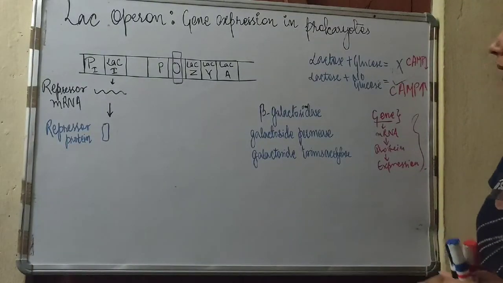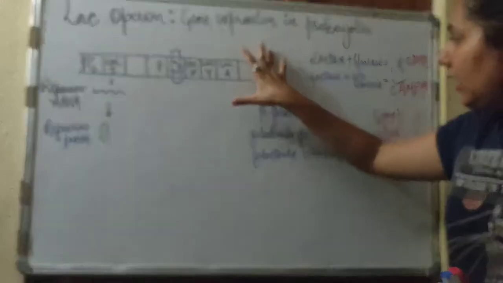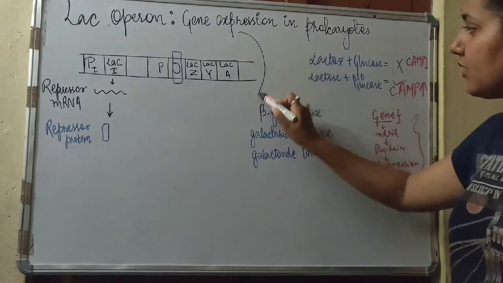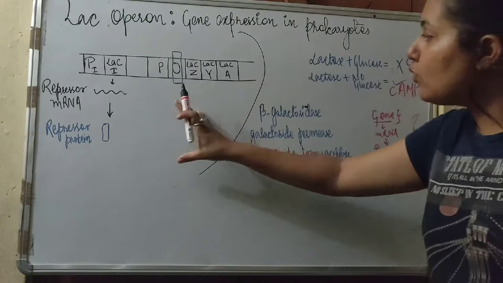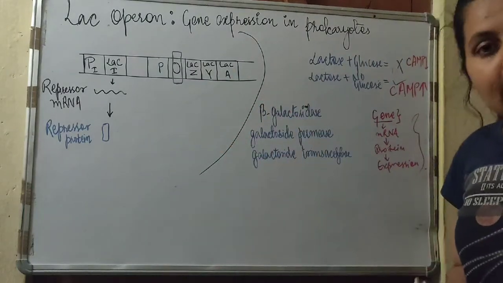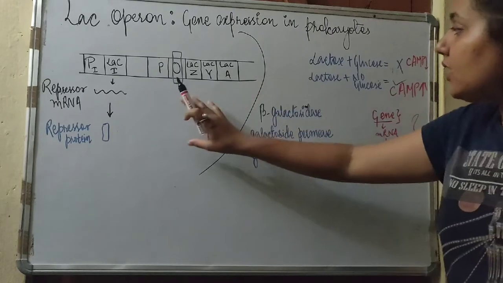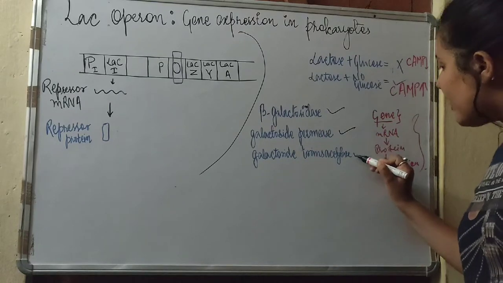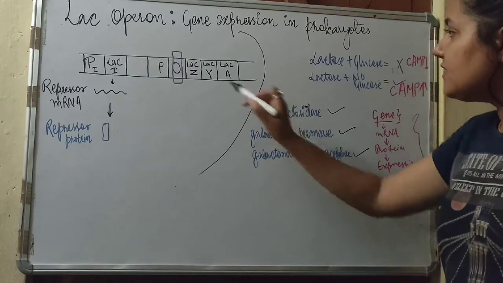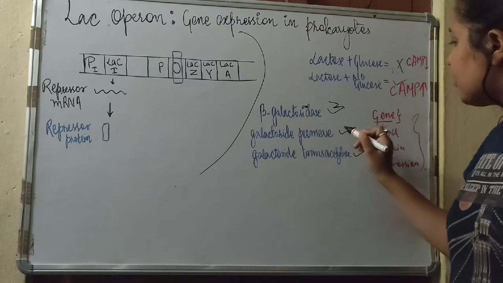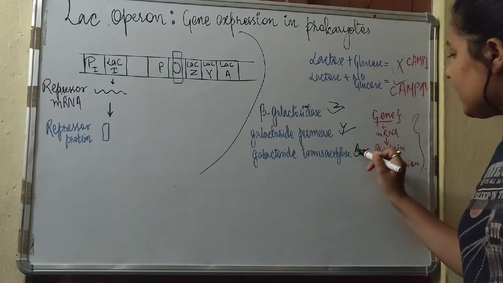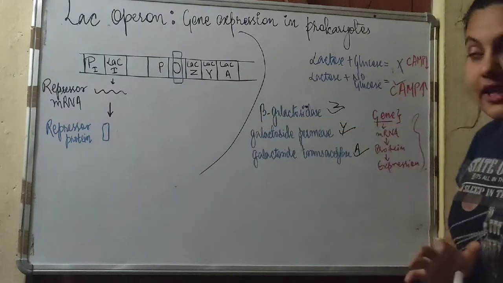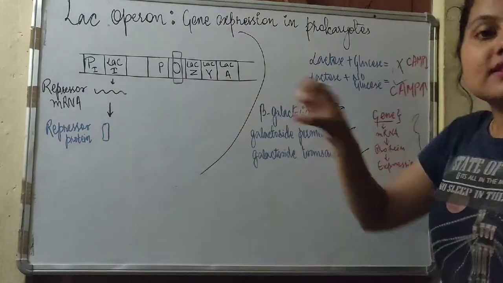Now, for instance, there is no glucose in the cell. This is a cell, and this particular line is the cell membrane, for example. Now there is no glucose inside the cell. The enzymes beta galactosidase, galactoside permease, and galactoside transacetylase are produced by Lac Z, Lac Y, and Lac A genes respectively, which are over here. Now these enzymes will be inside the cell.